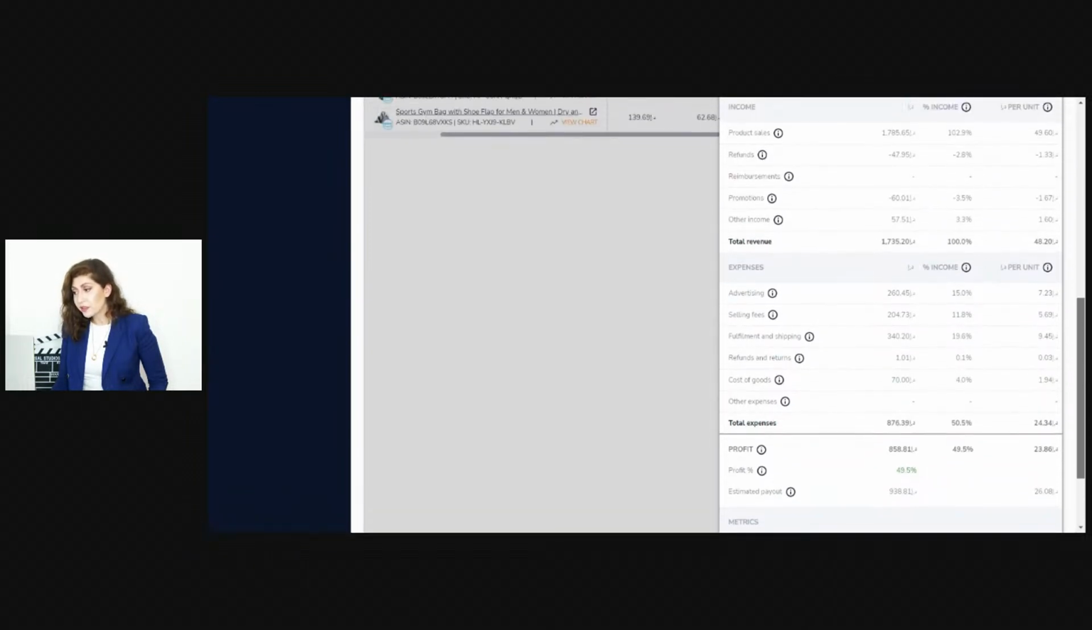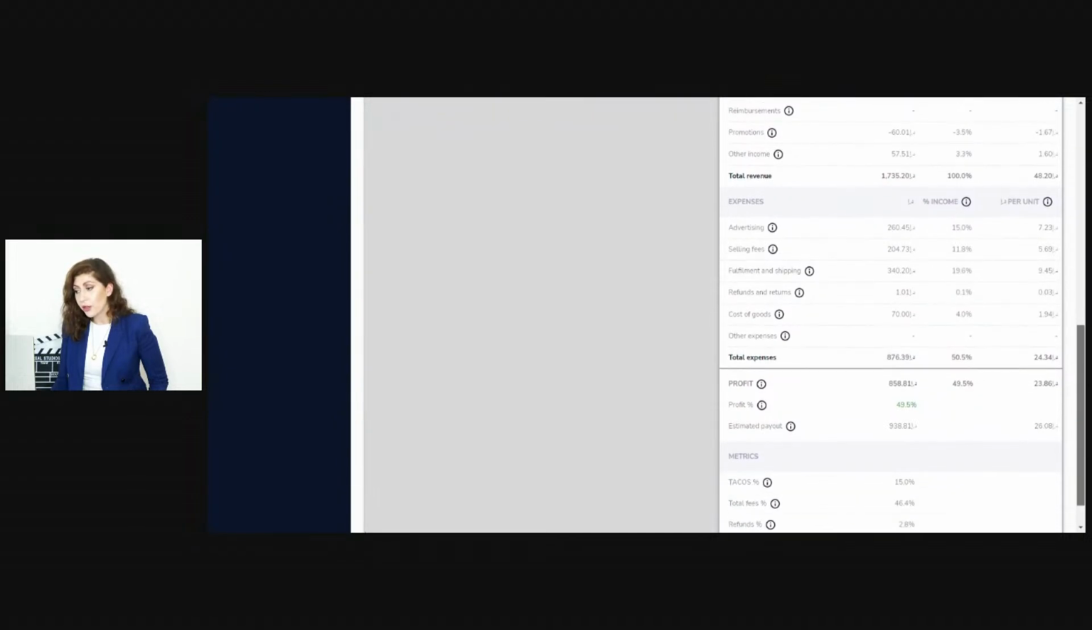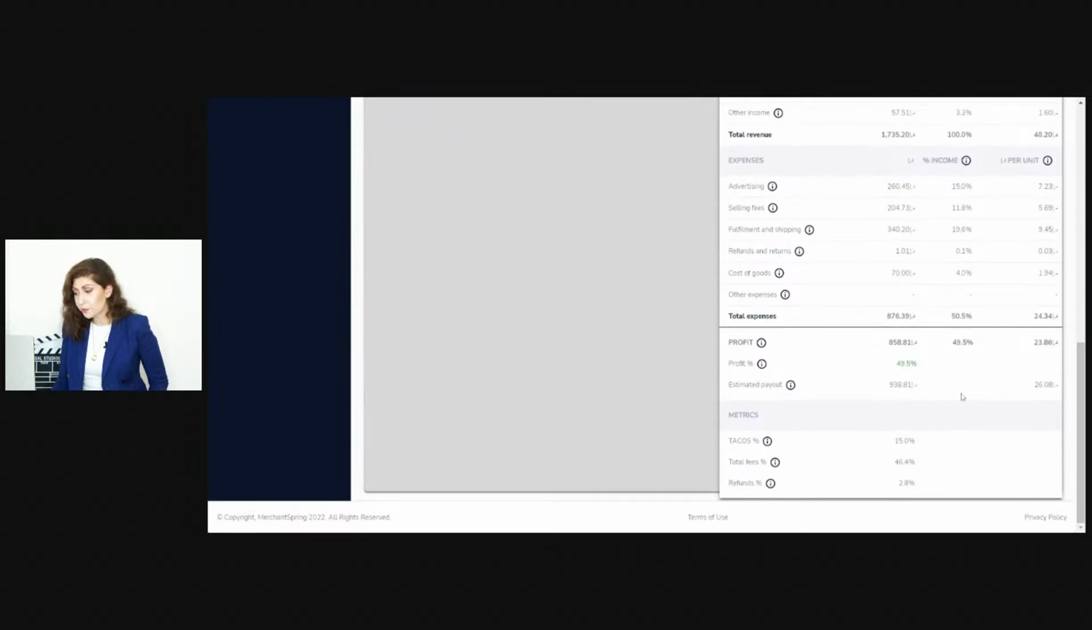However, this particular product, based on how much it's selling and the amount of ads that we are spending, is at 49.5% profit. So this is a product that is profitable, very profitable. Remember, we added the cost of goods, so the cost of goods here is accurate. We know exactly what the cost of goods is for this product because we added it to the system. So this is accurate information.